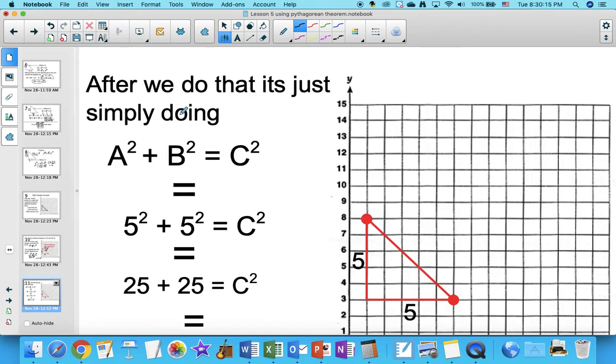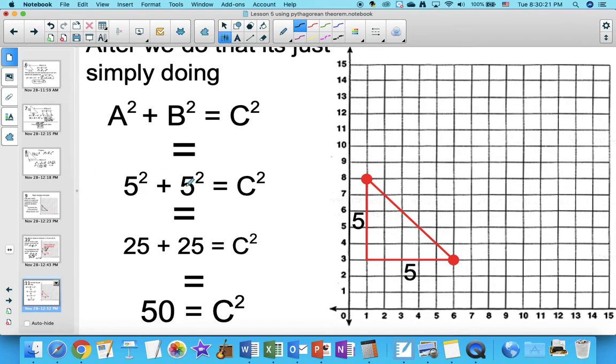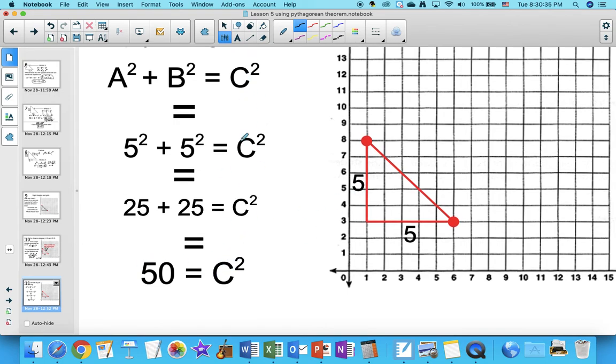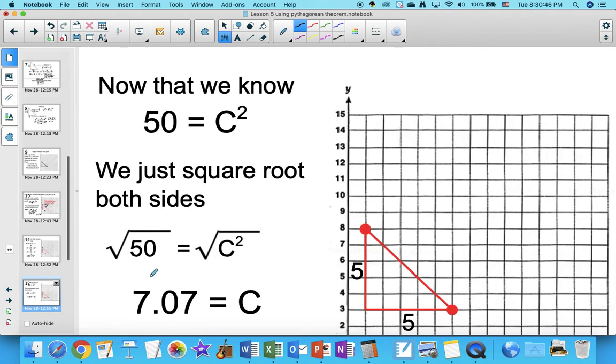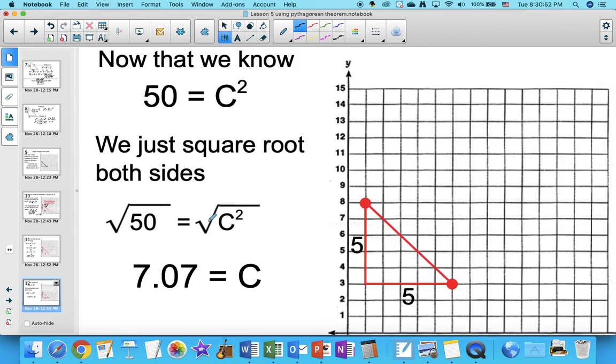So after we do this, we get these side lengths, just like before, 5 and 5. 5 squared plus 5 squared equals c squared. And then you have 25 plus 25 equals c squared, and you have 50 equals c squared. In this case, I didn't replace it with x. It doesn't really matter. As long as I'm solving for this, I could make this x or keep it as c. I square root both sides, and I get 7.07. So that's how you solve a question regarding Pythagorean theorem and the distance between two points.